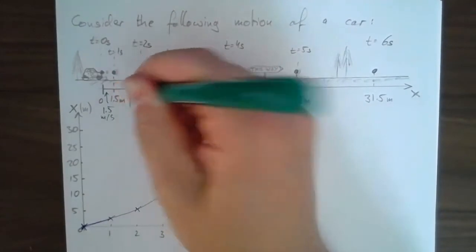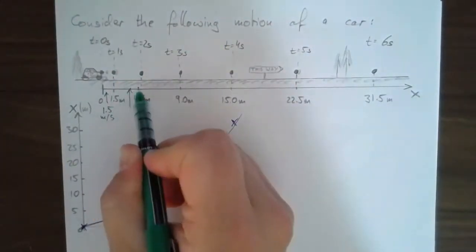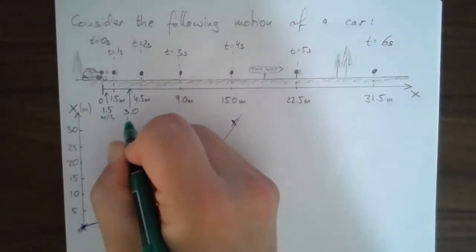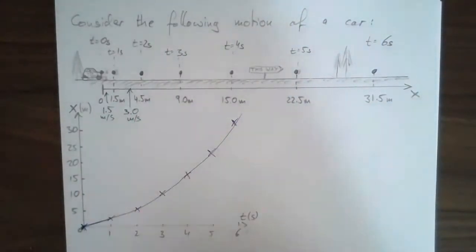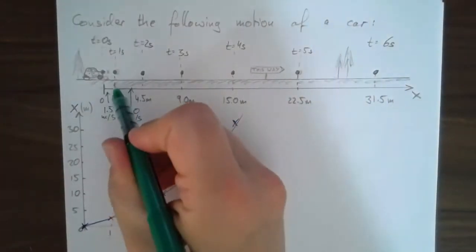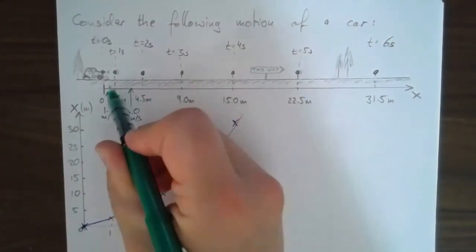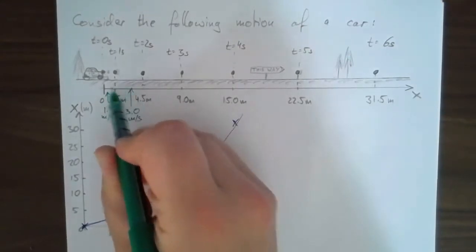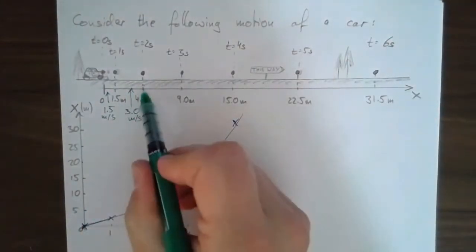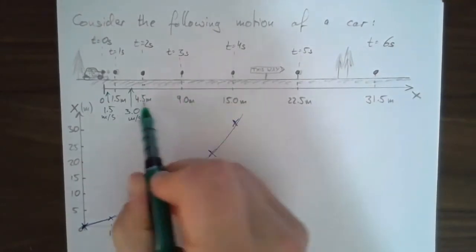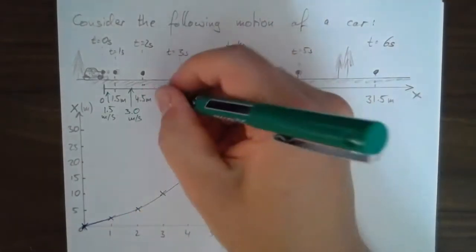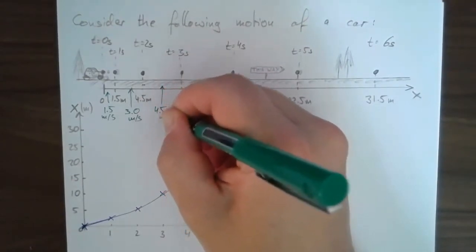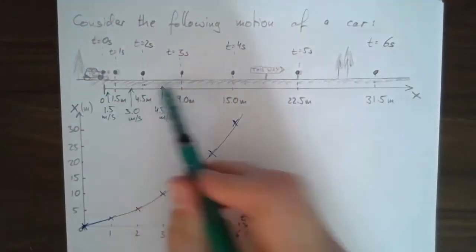During the second second, it's going to go from 1.5 to 4.5. That's a difference of 3. So during the second second, it goes 3 meters per second on average. Probably a bit slower here, a bit faster here, because it's continually speeding up, but on average it's 3 meters per second. During the third second, from 4.5 to 9, it's a difference of 4.5. It's going 4.5 meters per second on average.